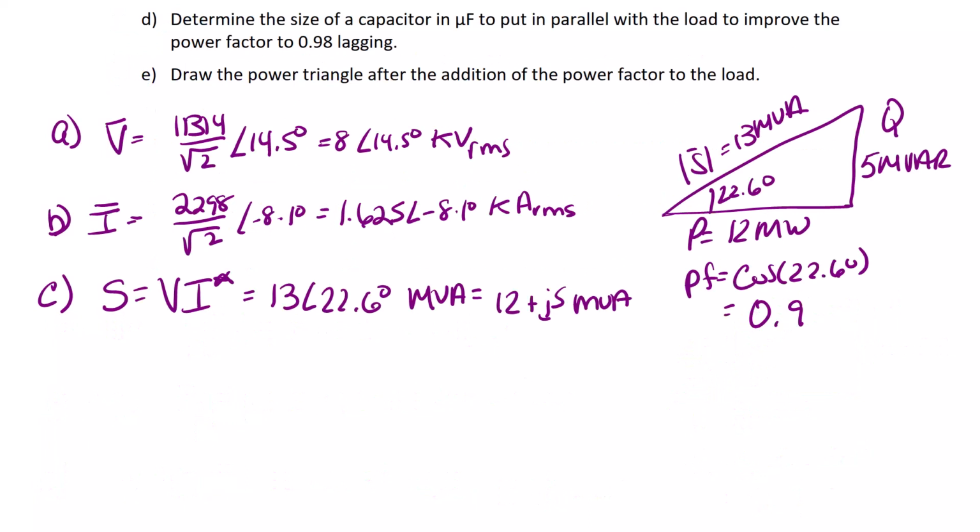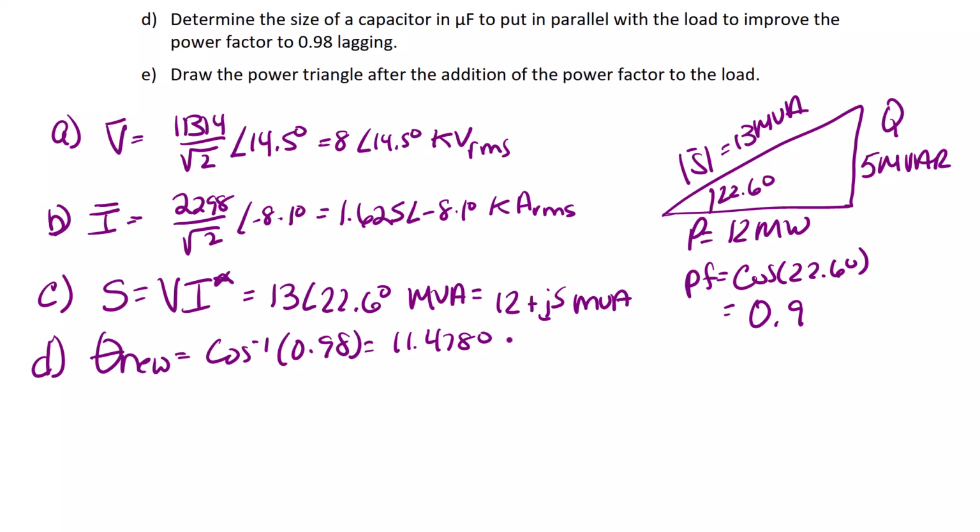Okay, let's go on to part D. For part D, we want to find our capacitor so that our power factor is now 0.98. So that means theta new equals the arc cosine of 0.98. So our new theta is 11.478 degrees.